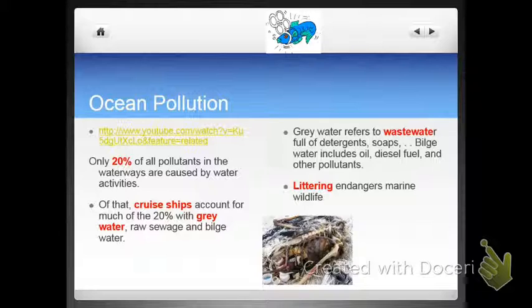Litter, people leaving stuff out on the beach or throwing it overboard, can endanger marine wildlife as well. You can see this pelican. If you know anything about pelicans, they fly, dive down to the surface and scoop up a bucket-shaped mouthful of water, and then they filter out the water and swallow the food. This one has died from starvation. Its entire digestive tract is full of trash. As it has decomposed, you can see the trash under the skeleton. It couldn't digest it.